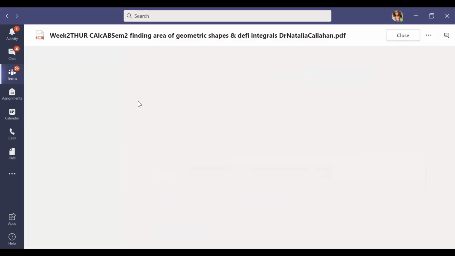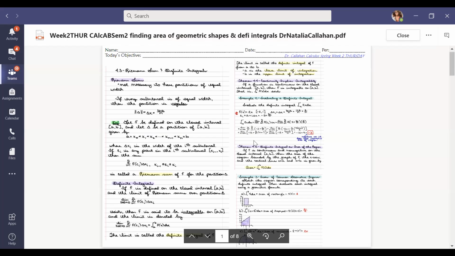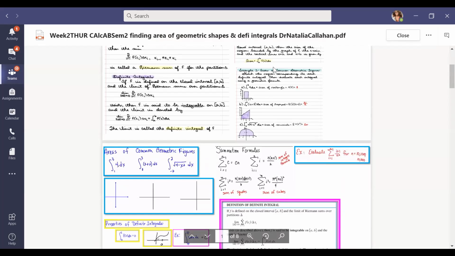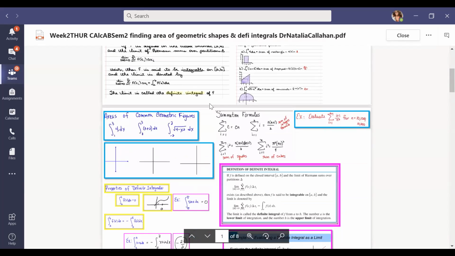All right, so if you click on this, this is what your guided notes look like today. There are about maybe 6 or 7 pages there, and it's loading, or 8 pages, excuse me. So here are my notes on the Riemann sum and definite integrals. There are several examples here, actually 3 different examples. Also, we're going to talk about areas of common geometric figures, which looks like this.